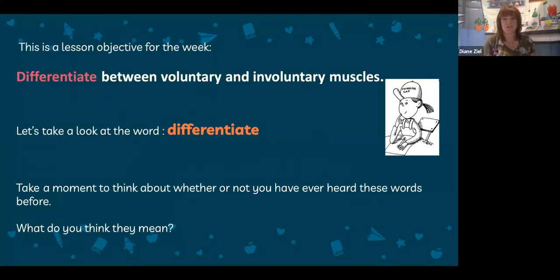One of your lesson objectives for this week will be differentiate between voluntary and involuntary muscles. Let's take a look at the word differentiate. Before we move on, we're going to stop for a moment and think about whether or not we have ever heard this word before and what we think its meaning is. While studying this word, does it remind you of another word? Can you think of a word that may be embedded in this word that may help you figure out its meaning?